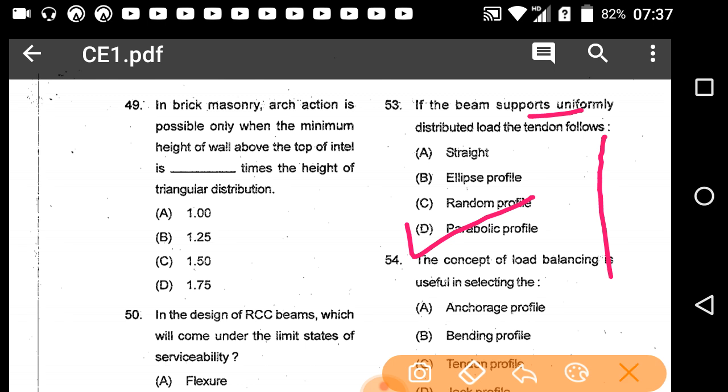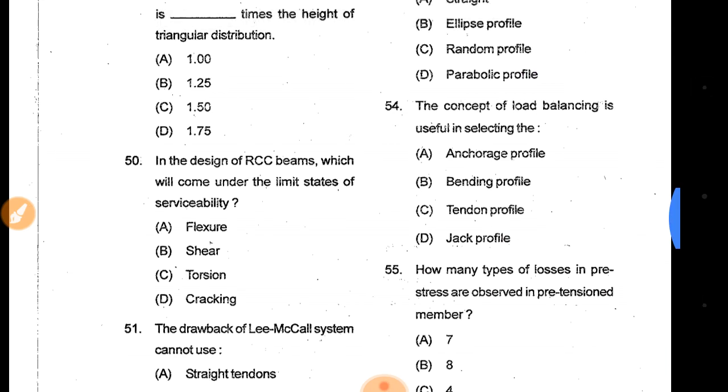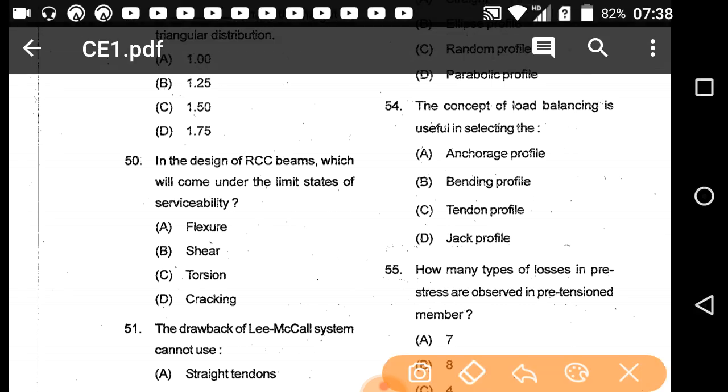Question number 54. The concept of load balancing is useful in selecting the anchorage profile, bending profile, tendon profile, or jack profile. So here the correct option will be tendon profile. The concept of load balancing is useful in selecting the tendon profile, that is option C will be the correct answer.